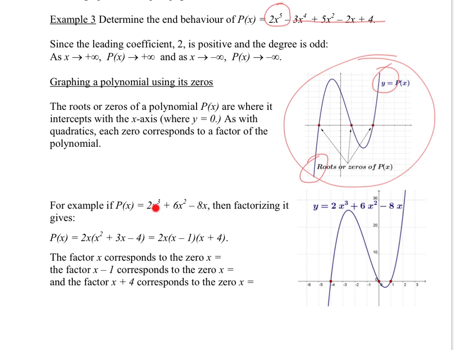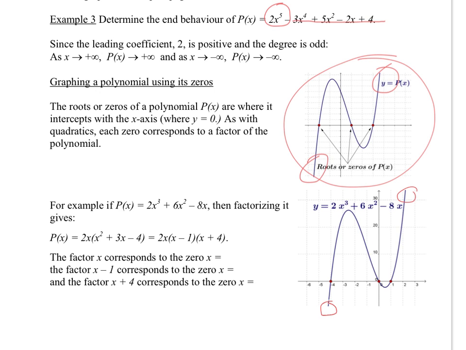This example is 2x cubed plus 6x squared minus 8x. We don't really care about this part here to start off with. We just look at the 2x cubed. So we know it's going to start somewhere on the bottom left and end somewhere in the top right. That's what this 2x cubed tells us. We might as well just remind ourselves that we're going to start way down here and we're going to end up here.